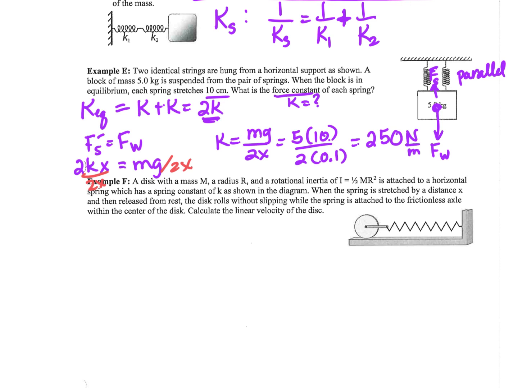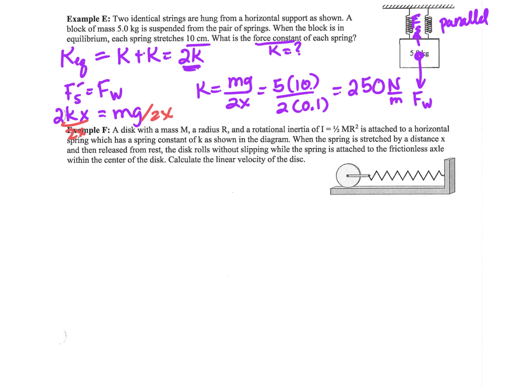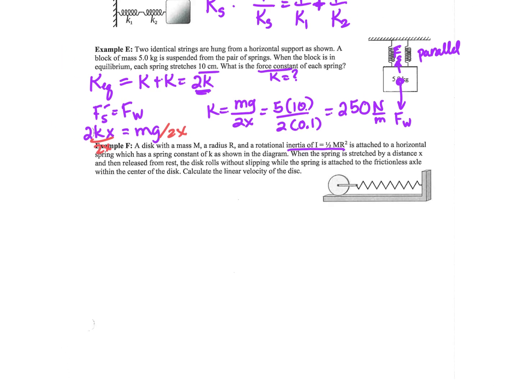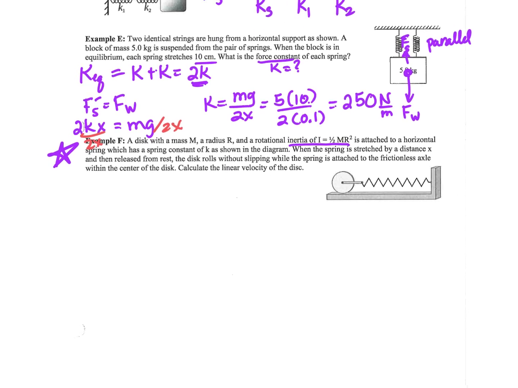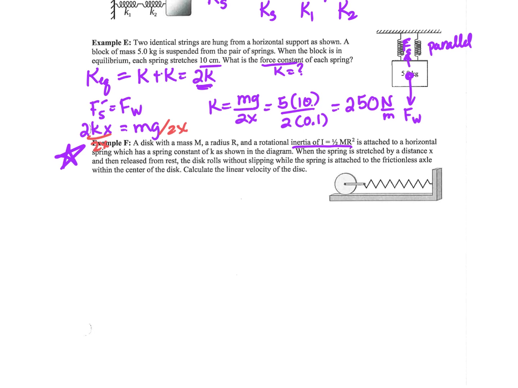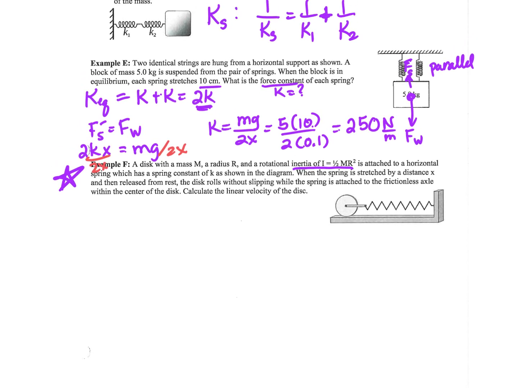Now, example F. We have a disc with a mass M, a radius R, and it has a rotational inertia. You know what? We are going to come back to this because we have not talked about inertia yet. So we are going to look at this later. So you can stop here. You don't have to do any of the rotational inertia stuff yet because boom, we're here.